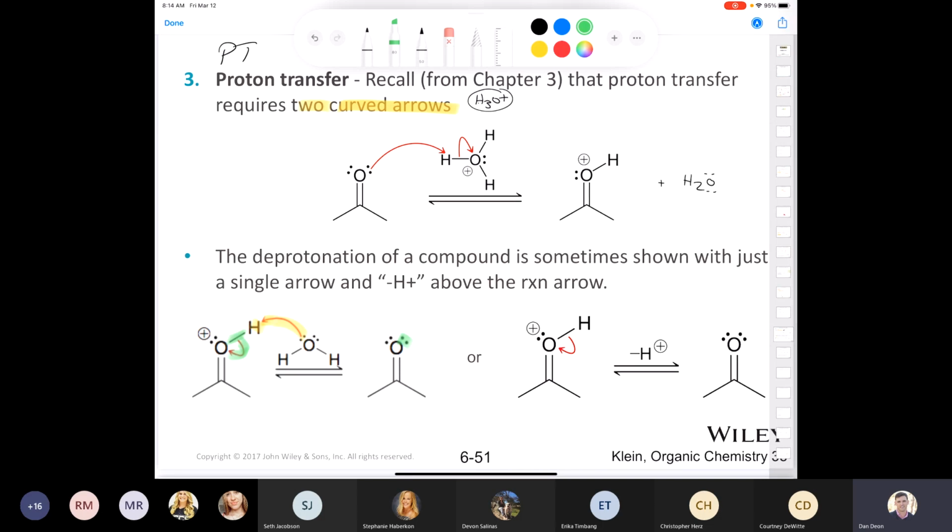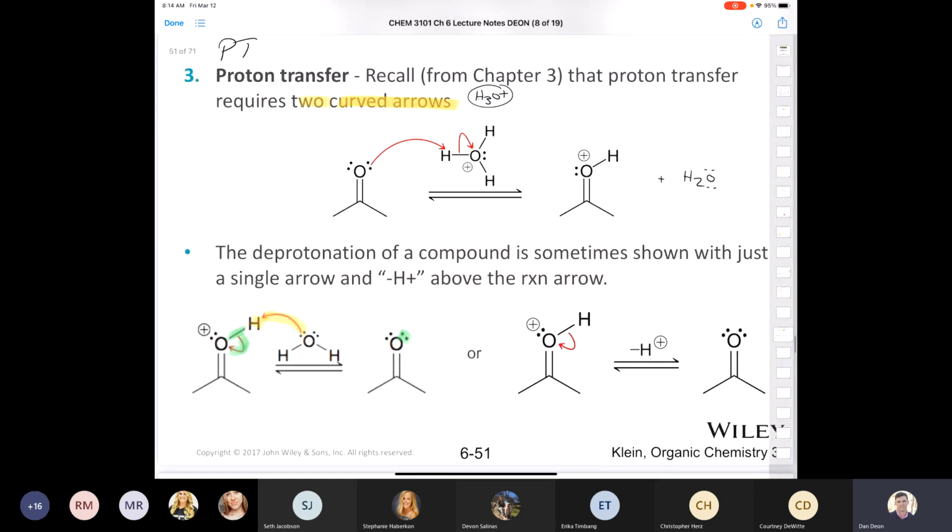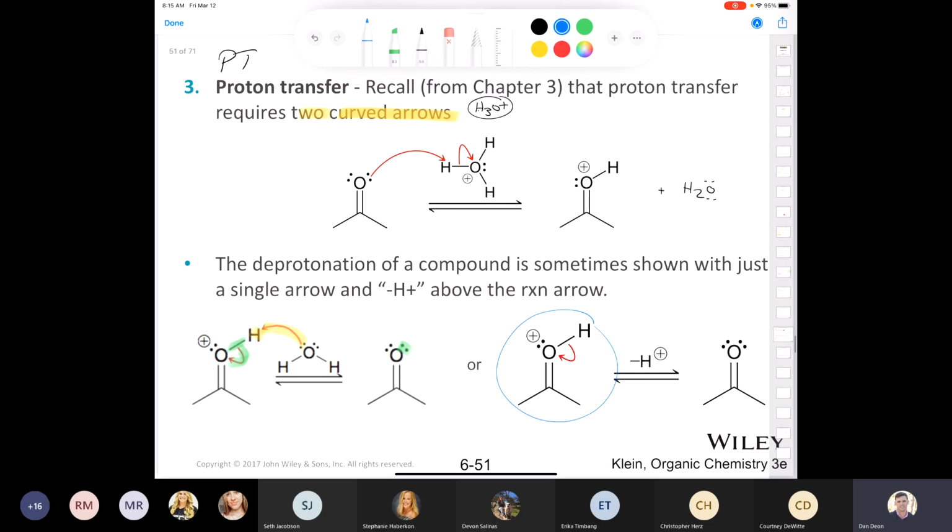If you're the kind of person who likes to peruse the internet and look at all kinds of other videos or sources on organic chemistry, you might see this from time to time. What's here at the bottom right-hand side of the screen, I would recommend not doing that. Okay, that's a single arrow. That is used by chemists sometimes to kind of keep reaction mechanisms a little bit cleaner, to avoid having too many arrows. But trust me, you do not need to do that in this class.